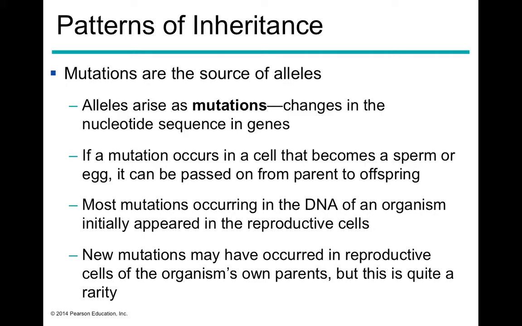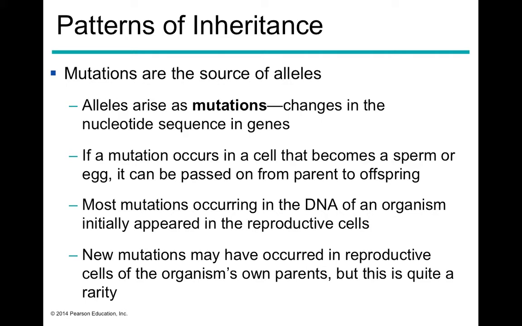And alleles originally arose as mutations. Mutations are spontaneous changes in the nucleotide sequence of the genes. And most of those mutations are going to be in our somatic cells, so cells that aren't going to get passed on to our offspring. However, every once in a while a mutation is found in a sperm or an egg, and then that mutation will be passed on from parent to offspring.